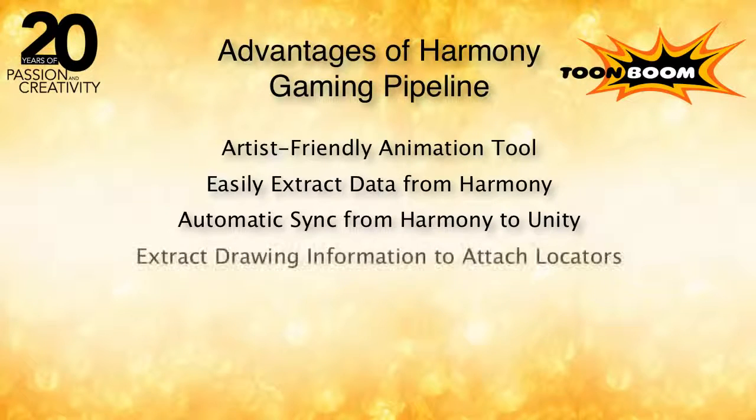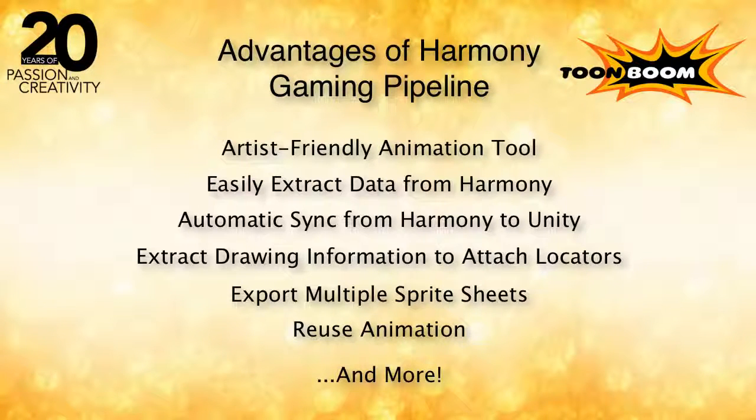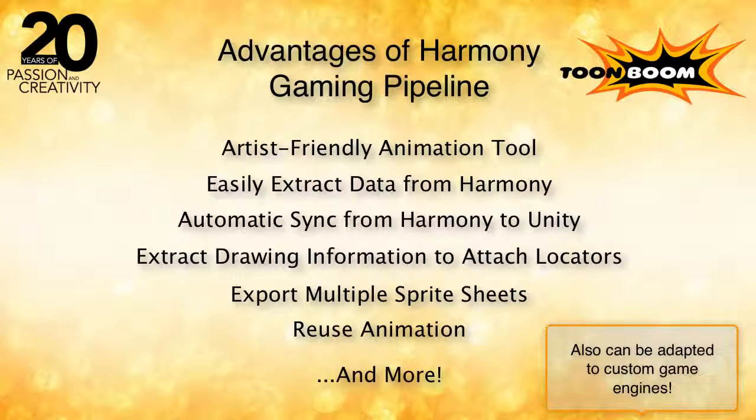Also, being able to extract out the information from within the Harmony file allows you to create locators that you can attach things into your 2D animations. You can export multiple different sprite sheet sizes from Harmony at the same time. And you can also reuse animation and create different types of characters by using the same animation, so you don't have to redo your work more than once. So these are just a few of the tools that make it really great to use Harmony as a tool for doing gaming. And this Harmony toolset for gaming is constantly evolving as we're getting feedback from our studio partners as well as indie gamers on how we can make these tools better.